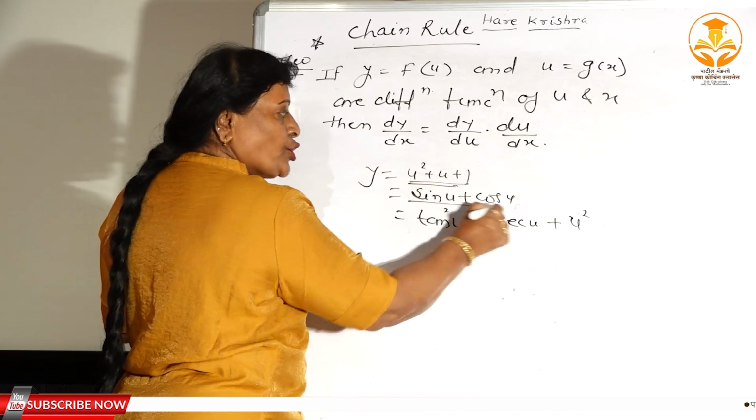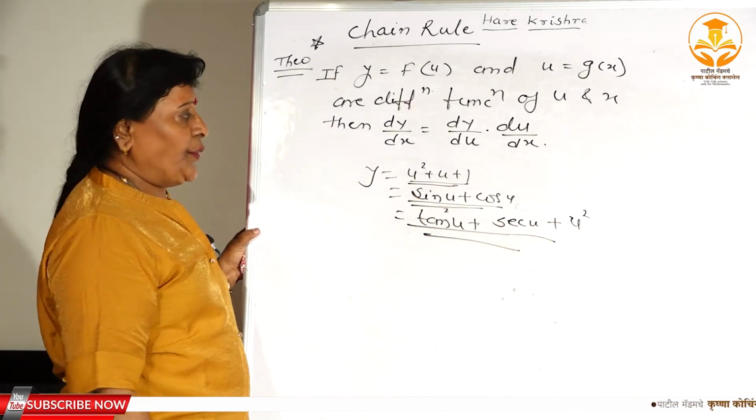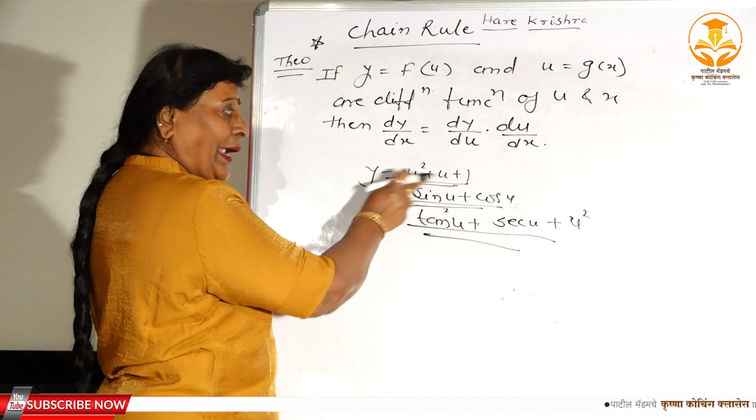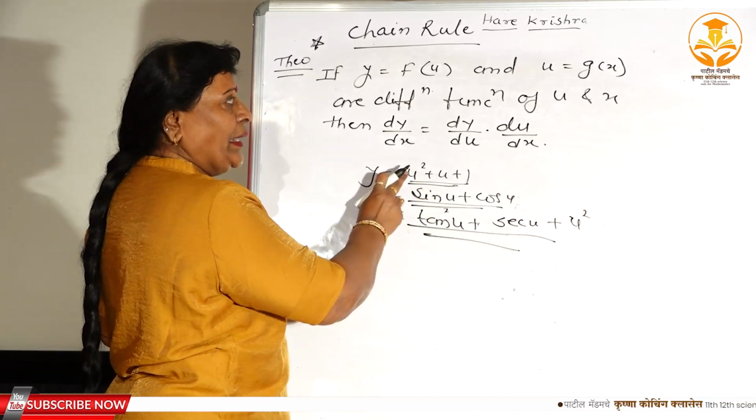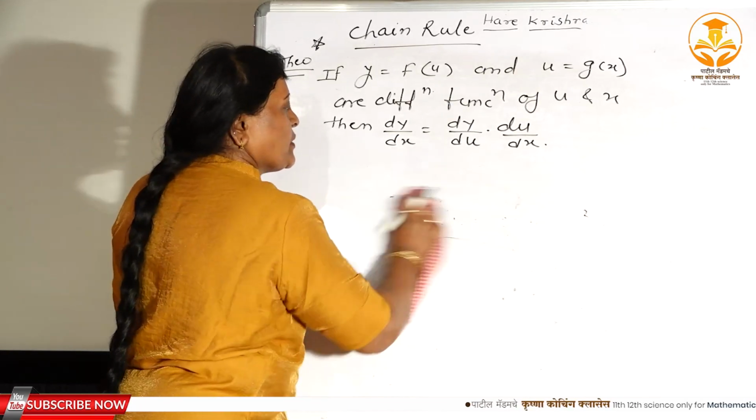The right hand side should be in the form of u. That is called a function of u, right? When y is entirely in the form of u, then it is called a function of u, right? Again, u is equal to g of x.